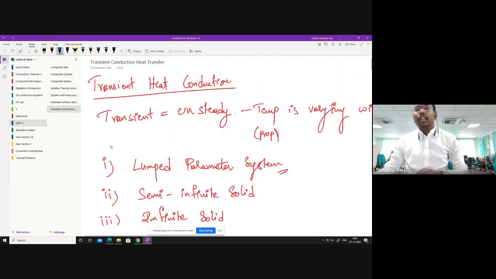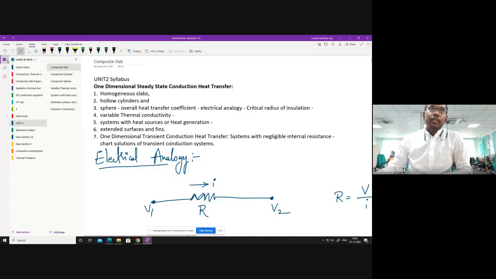So I'll quickly review what we have seen in our previous classes. We're actually looking at Unit 2. In Unit 2, we have completed the first 6 topics. All these 6 topics we have completed, and we are actually dealing with this 7th one here. This 7th one, we have started the transient heat conduction.